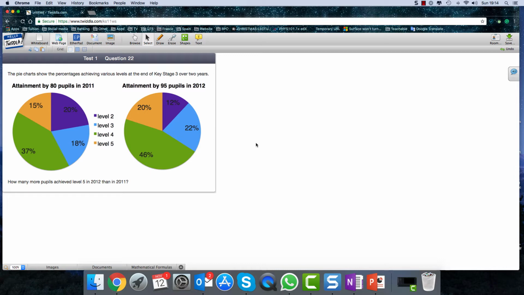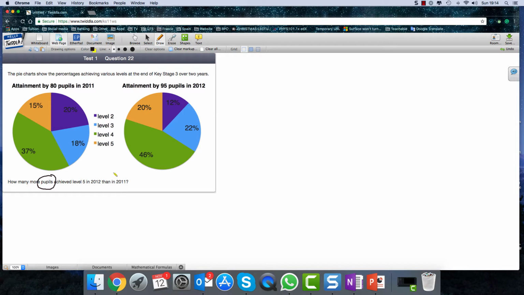Okay, so let's get started on this question. There's two main varieties of question, and I'm going to cover those first. For this first question, the most important bit is to recognize what the question is asking you for. In this case it says how many more pupils. If you give an answer that's got the word percentage in it, that can't be a correct answer. The question is asking how many more pupils achieve level 5 in 2012 than in 2011.